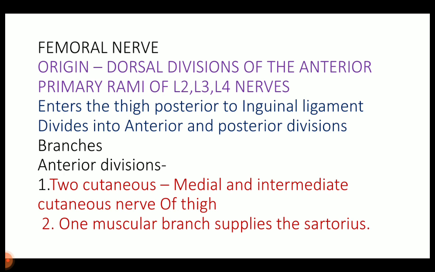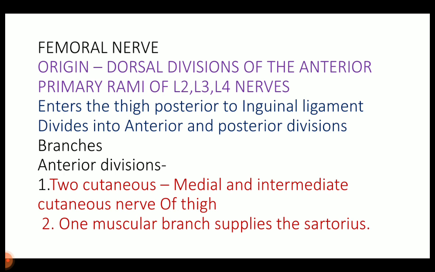Next is femoral nerve. Its origin is from the dorsal division of the anterior primary rami of L2, L3, L4 nerves. Its root value is L2, L3, and L4. It enters the thigh posterior to inguinal ligament and divides into anterior and posterior divisions. Its branches: it has mainly anterior and posterior divisions.